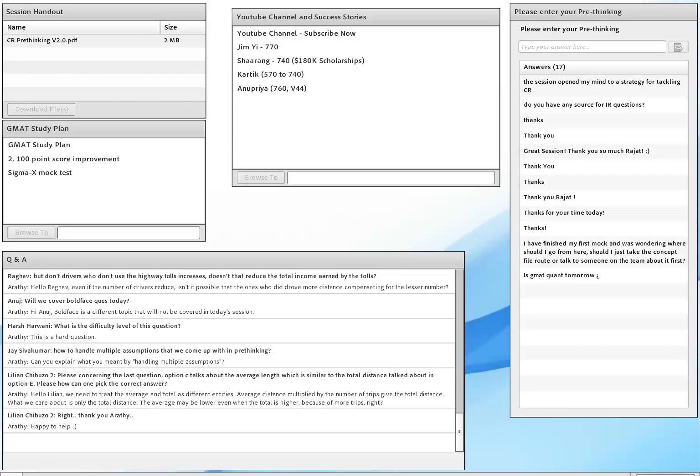Just give me 1 second. This is about a guy who actually got $500,000 worth of scholarships. So there's a lot to learn from how he approached it.